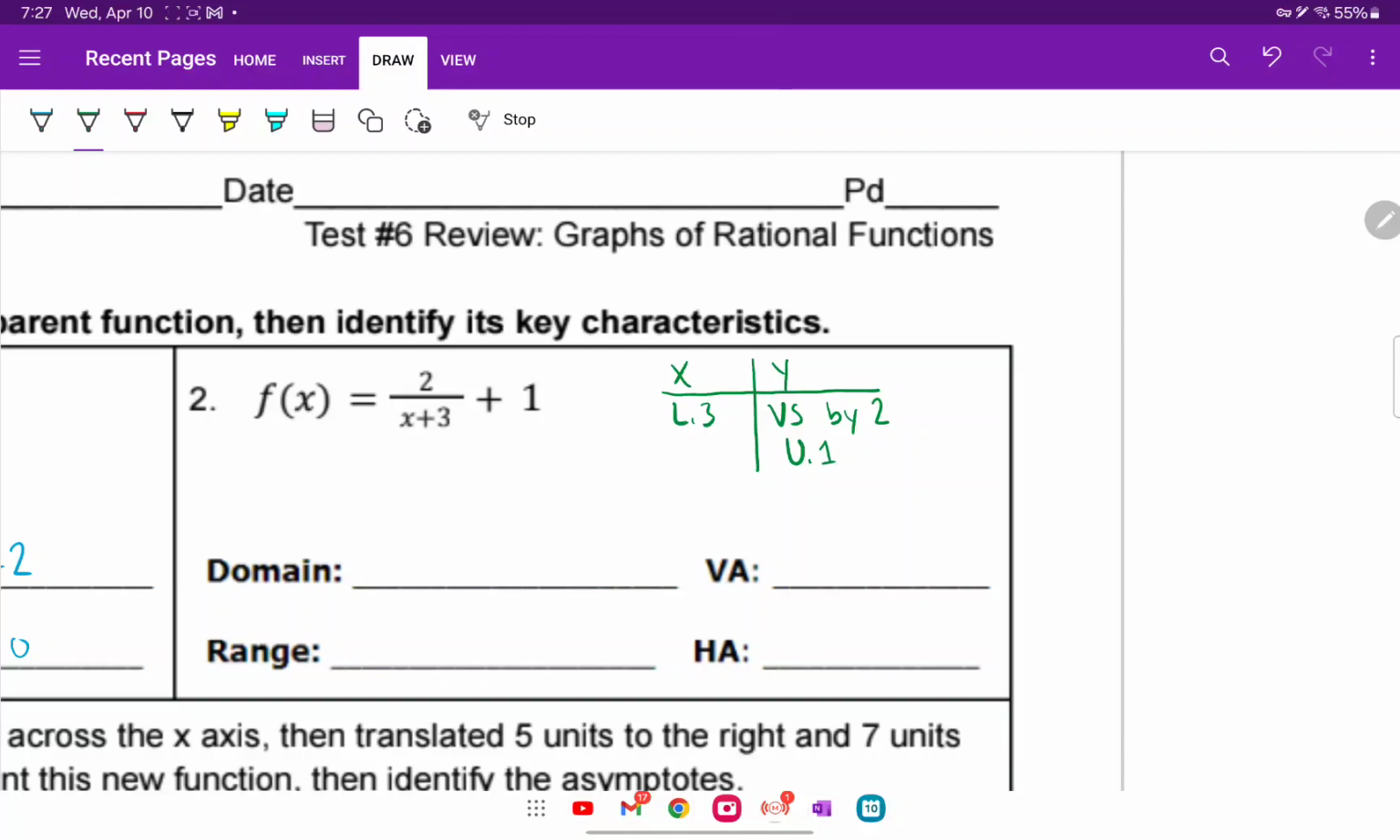So for my vertical asymptote, left 3 means x is equal to negative 3. So braces x such that x cannot equal negative 3 is my domain. And for my horizontal asymptote, it went up 1, so y is equal to 1. Braces y such that y cannot equal 1.